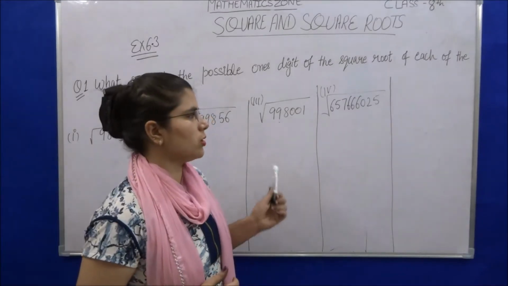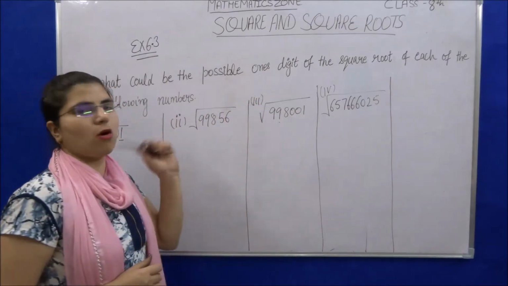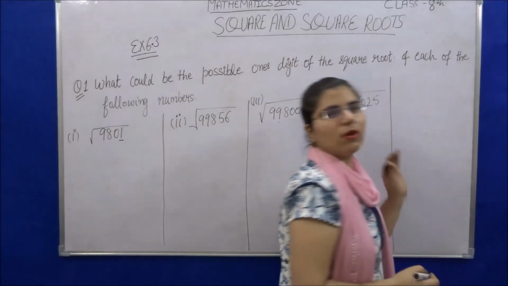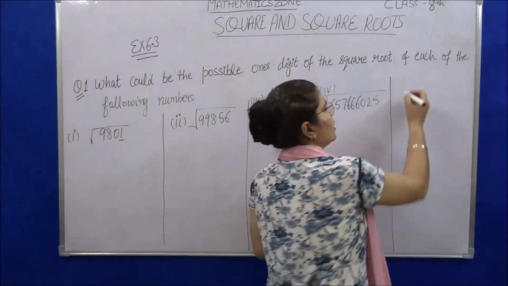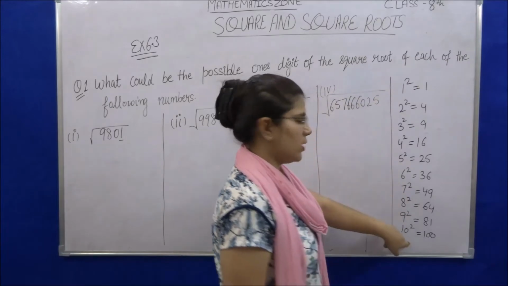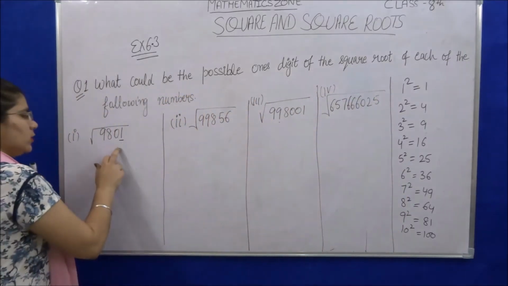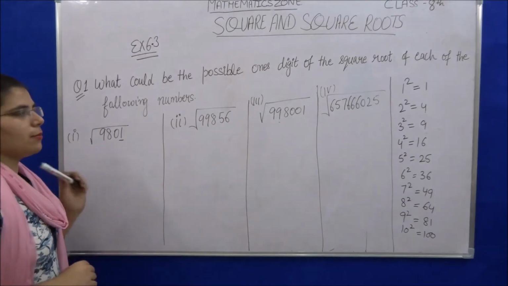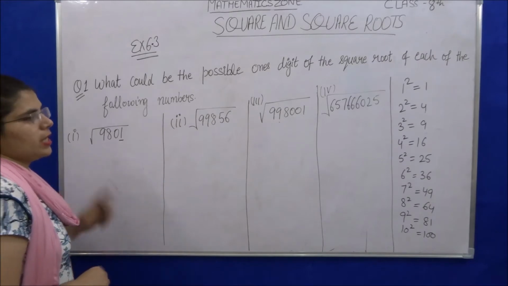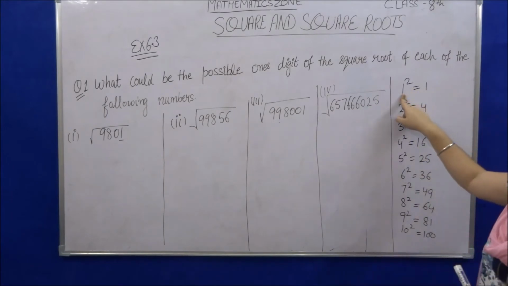In this first question, to evaluate the digit of unit place of the square root of all these numbers, first of all we will write the squares of the numbers from 1 to 10. So here all the squares starting from 1 to 10 are written. Now if you want to find the unit digit of the square root, then if 1 squared is 1, the square root of 1 will be 1.